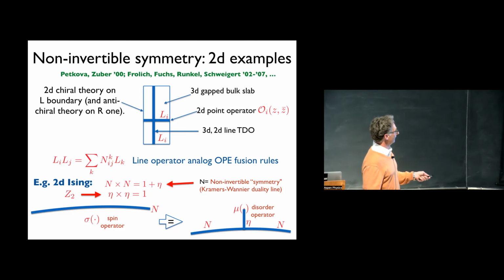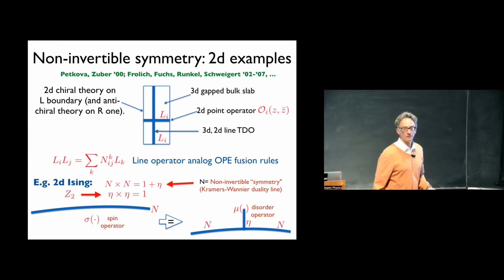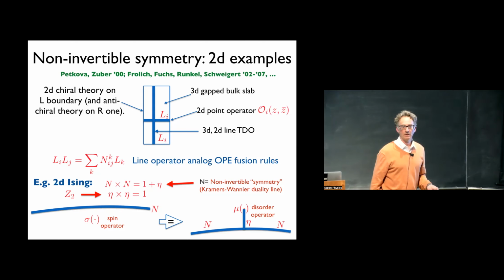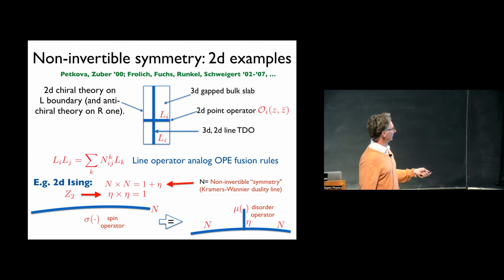But you can also have those same line operators that are configured this way. And from the 3D or from the 2D point of view, these are topological defect operators. And they have fusion rules, which are like analogs of the operator product expansion fusion rules. And so they can have these kinds of fusion rules where two of them fuse together to give other ones.